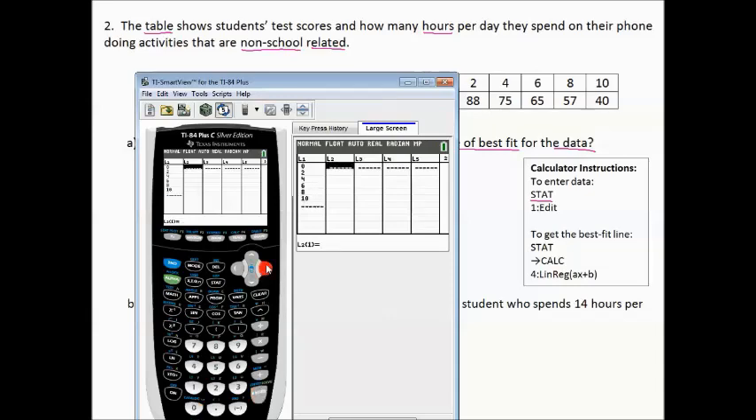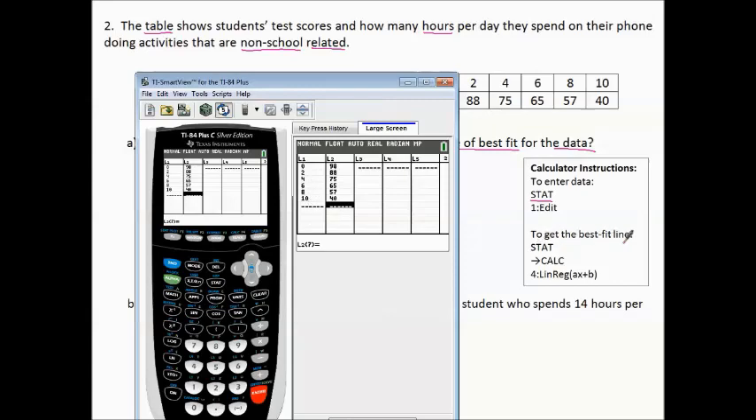And then in L2, I'm going to put my data that's on the bottom, the test score. So I'm going to put 98, 88, 75, 65, 57, and 40. I always want to double check my numbers because it's easy to make a mistake here, and I want to make sure that I have the right numbers. 98, 88, 75, 65, 57, and 40. 0, 2, 4, 6, 8, 10. Once I know my numbers are correct, I'm going to finish with my steps.